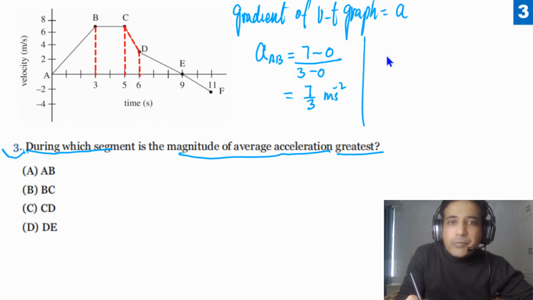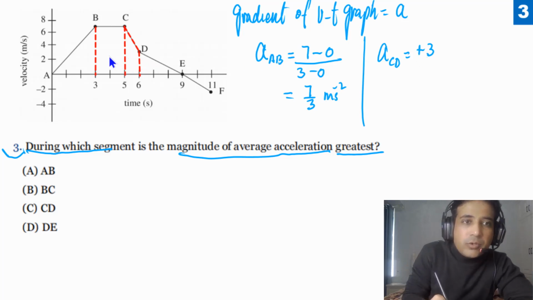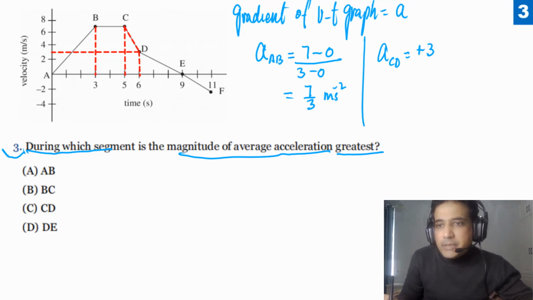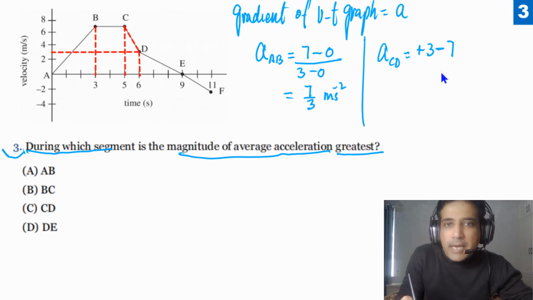We can also calculate for segment CD. For segment CD, we have the final velocity, that is plus 3, because you can read it from here. And the initial velocity we have, that is 7. This is divided by the time taken. Time taken in this case is only 1 second, 1 minus 0. So we have minus 4 divided by 1. So simply we can say this is minus 4 meters per second squared.